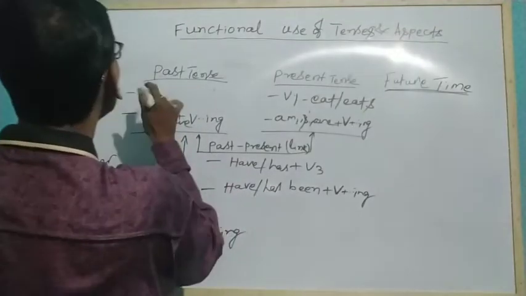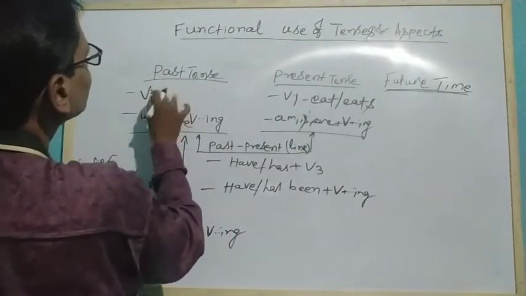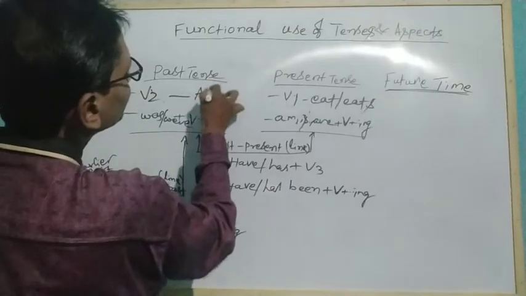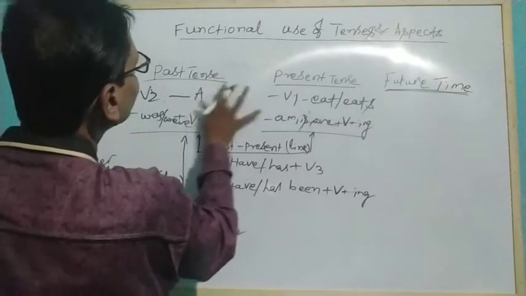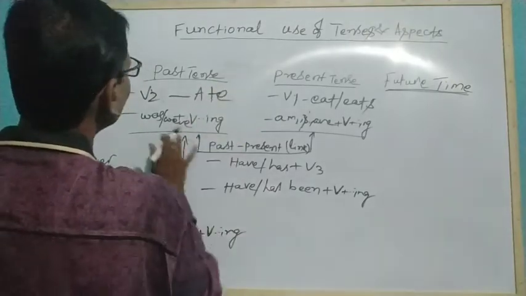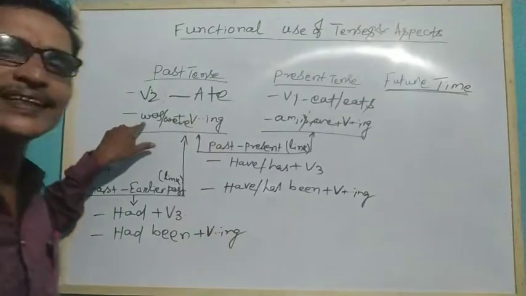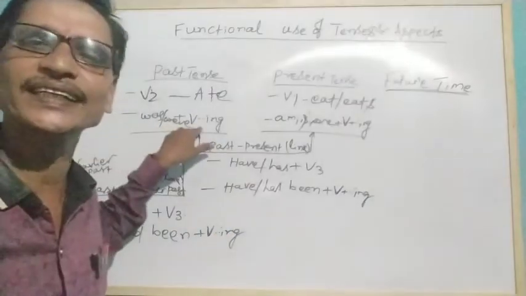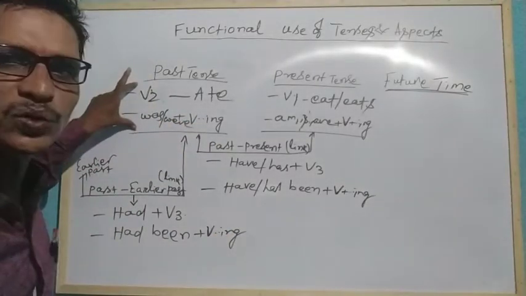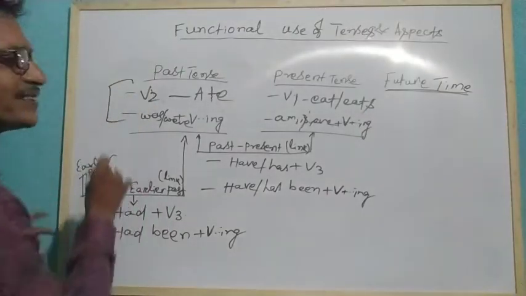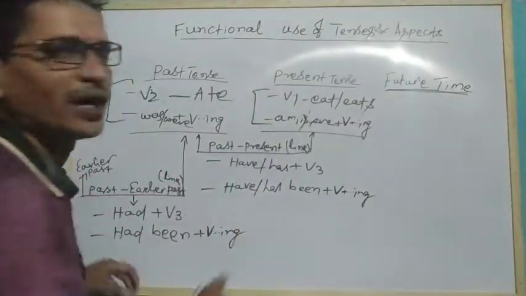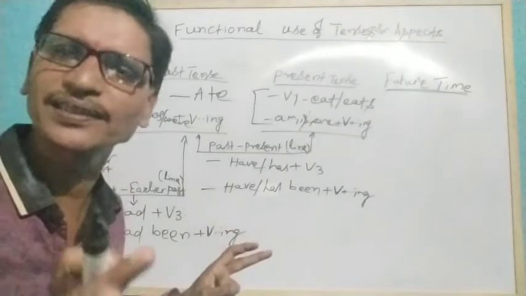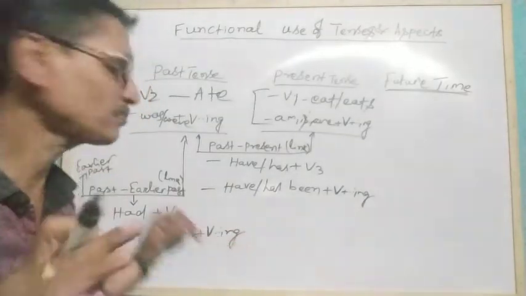Similarly, for talking about past time, we use verb 2. The example we have taken here is ate. And another form is was, were plus eating. These two are called past tense and the other two are called present tense. So we discussed that last class.